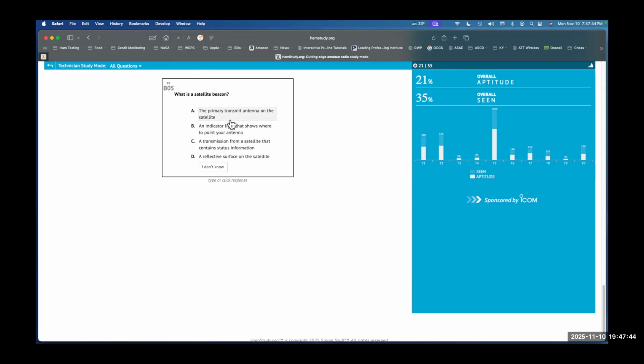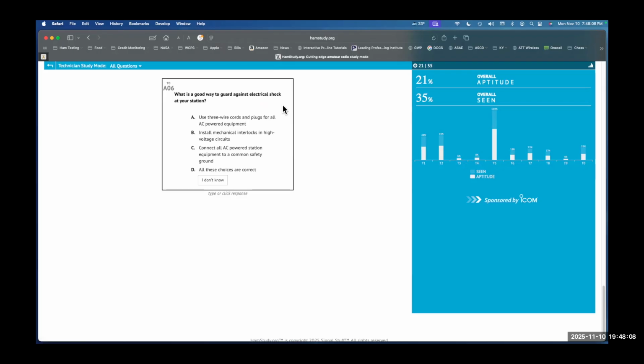So we'll remember that. What is a satellite beacon? The primary transmit antenna on a satellite, an indicator light that shows where to point your antenna, a transmission from a satellite that contains status information, a reflective surface on the satellite. C. Transmission from a satellite that contains status information. Okay, got it right now.